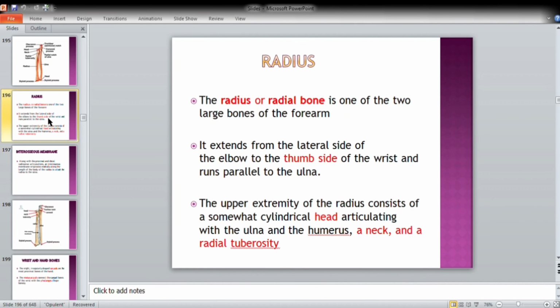and the radius bone or the radial bone is one of the two large bones of the forearm. It extends from the lateral side of the elbow to the thumb side of the wrist and runs parallel to the ulna. The upper extremity of the radius consists of a somewhat cylindrical head articulating with the ulna and the humerus, a neck, and a radial tuberosity.